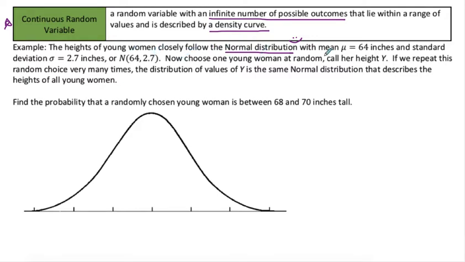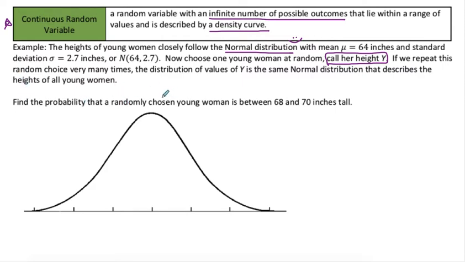Now choose one young woman at random and call her height y. So they're defining this random variable as y. If we repeat this random choice very many times, over and over again, the distribution of values of y is the same normal distribution that describes the heights of all women. This is probability. Once we do it over and over again, we're getting to about the same normal distribution of the population.